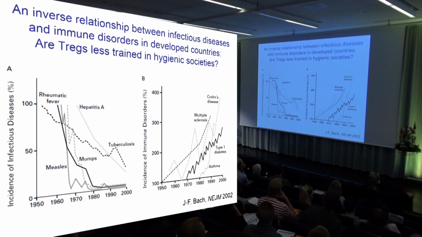So it is the one thing which is interesting: in developed countries like the Scandinavian countries, the incidence of infectious diseases becomes lower and lower. In these 50 years, from 1950 to 2000, this work was reported by Jean-François Bach, a French immunologist. It is a well-cited article published by his group. So infectious diseases are decreasing, but on the other hand, autoimmune disease, inflammatory bowel disease such as Crohn's disease, allergy, and asthma are all increasing in developed countries. So this means that they are very similar to what we see after Treg depletion. So perhaps Tregs are less trained in hygienic societies.